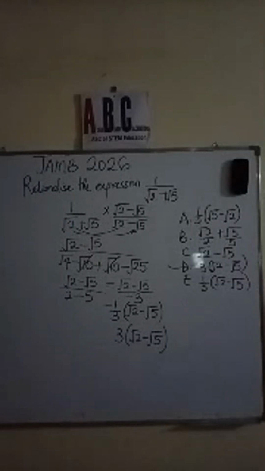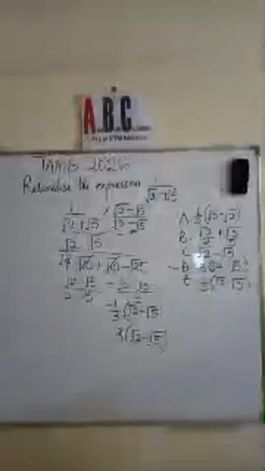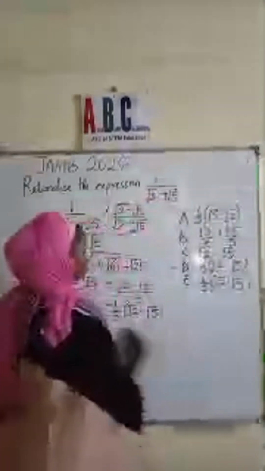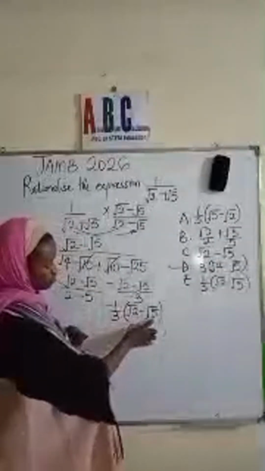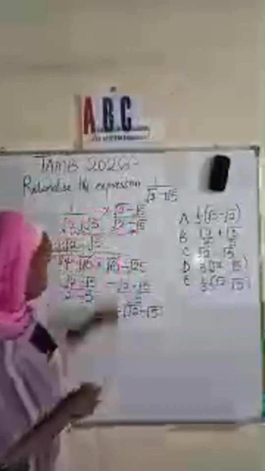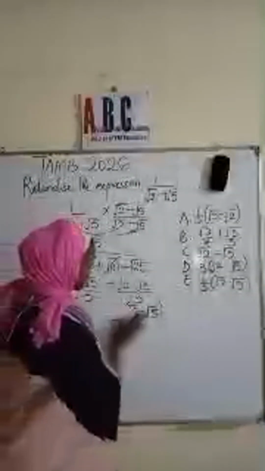Please, guys, can we see? What will we do now? Is the board still clear? The correct answer is supposed to be what? We have minus 1 over 3, root 2 minus root 5. So what do you think will be the correct option? What do we do here?